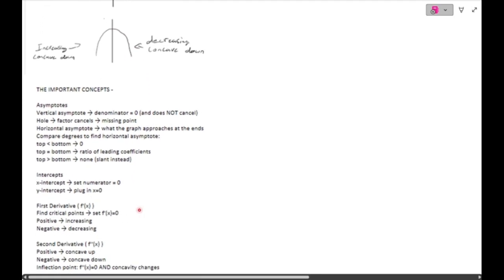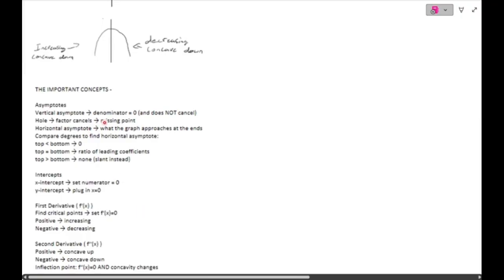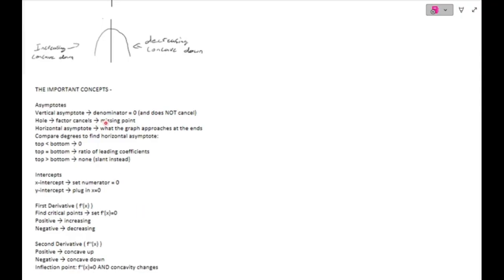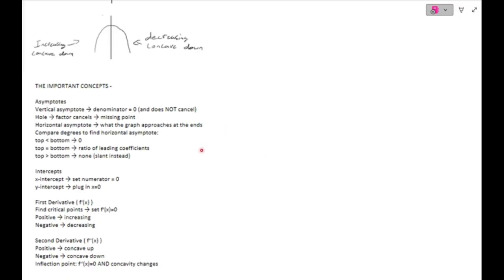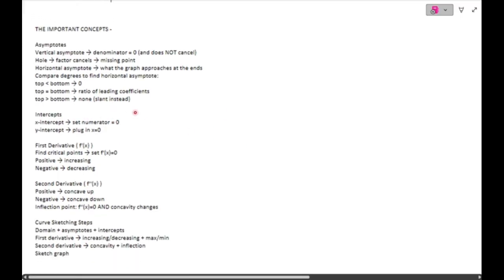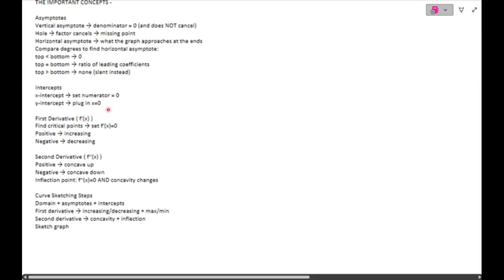So the important concepts are the asymptotes. The vertical asymptote is where the denominator equals 0 and does not cancel; if a whole factor cancels, it's a missing point. The horizontal asymptote is what the graph approaches at the end. Compare degrees to find the horizontal asymptote. If the bottom is bigger than the top, it equals 0. If top equals bottom, it's the ratio of leading coefficients. If the top is bigger than the bottom, there is none, so it's a slant asymptote instead. For the intercepts, for the x-intercept set the numerator to 0, and for the y-intercept just plug in x equals 0.